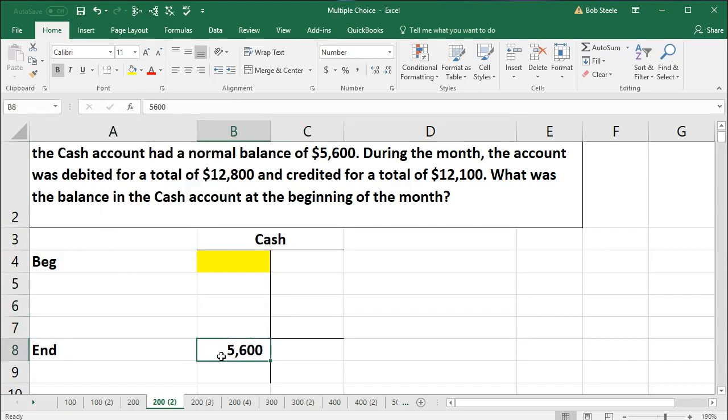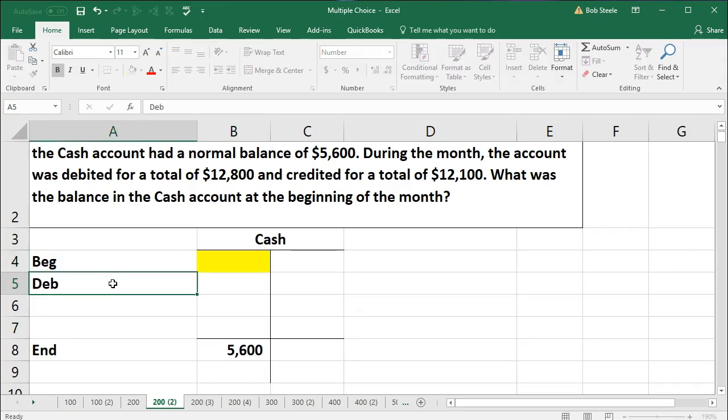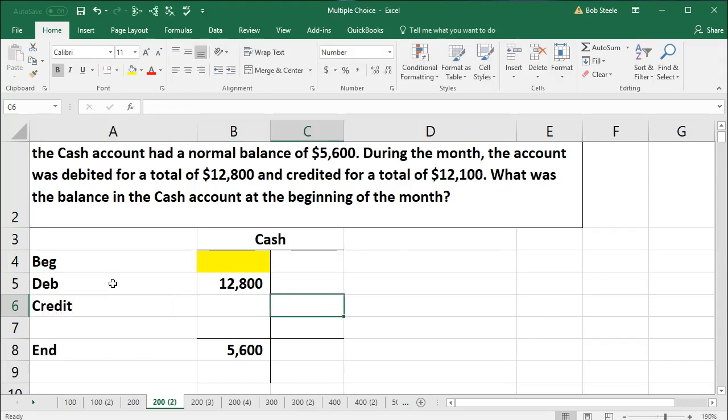And then we're going to put in our information. We're going to start with, in this case, we don't know. And then during the month, it was debited. So we're going to debit the 12.8 and credit during the month. And I'm going to put the credits for myself in there as a negative. And you don't have to do that, but that's how I remember seeing these things. And there we have that. So that's going to be our calculation.